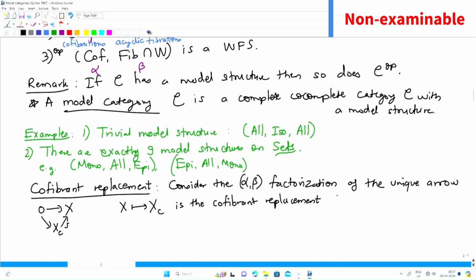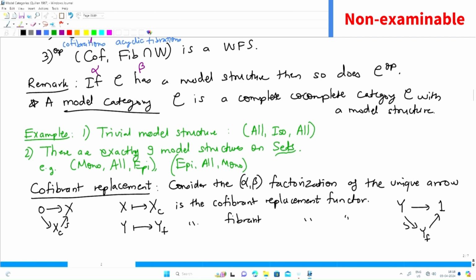On the other hand, we can play the same game with the unique map from Y to 1 and we will get a fibrant replacement functor. Okay, so Y to Yf is the fibrant replacement functor. I take Y to 1 and then Yf and the unique map, and this is the weak equivalence. This is the gamma delta factorization, the other weak factorization system we are using.